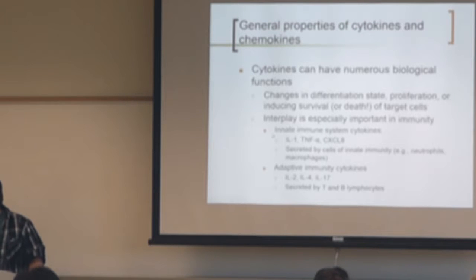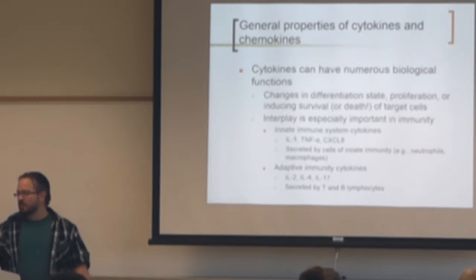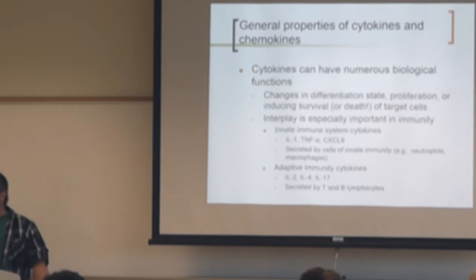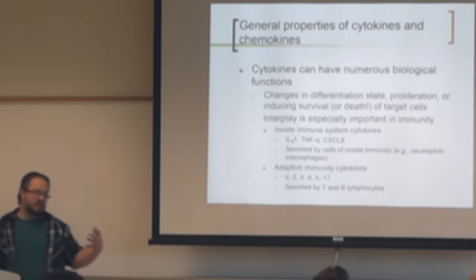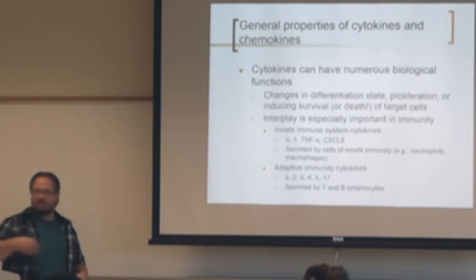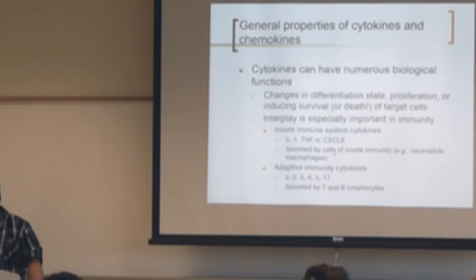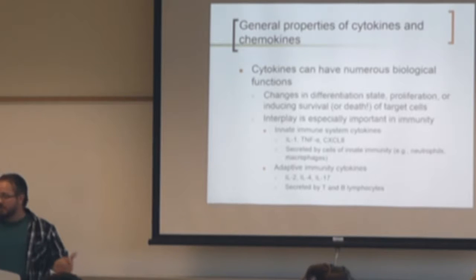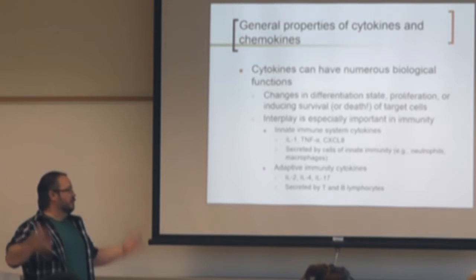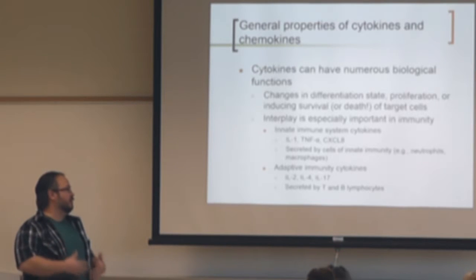So we have cytokines associated with innate immunity, IL-1, TNF-alpha. Most of these are associated with inflammation. So those first cells that come in and start secreting these cytokines are causing local inflammation. They're causing blood vessels to allow more cells into the area. IL-1, if it gets into the bloodstream, can induce fever.